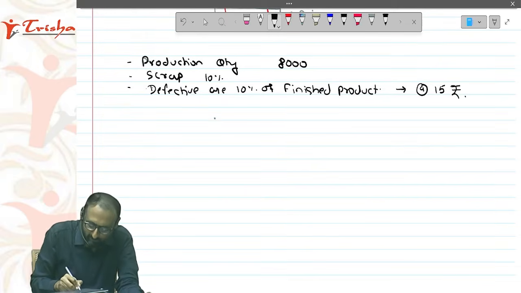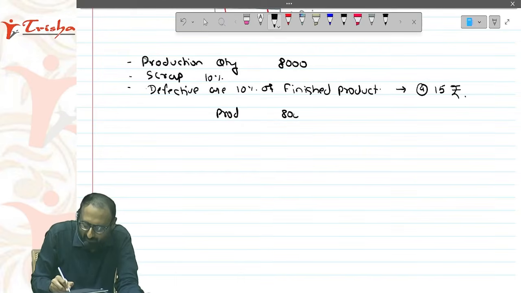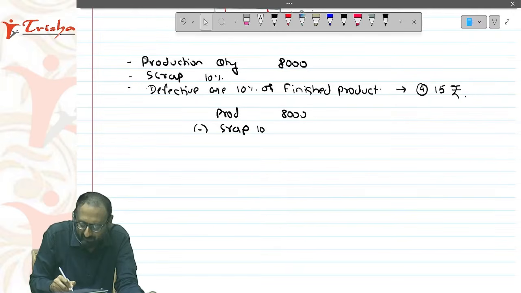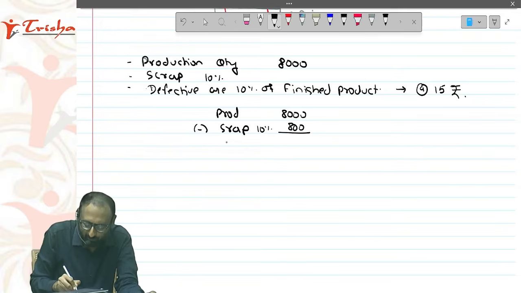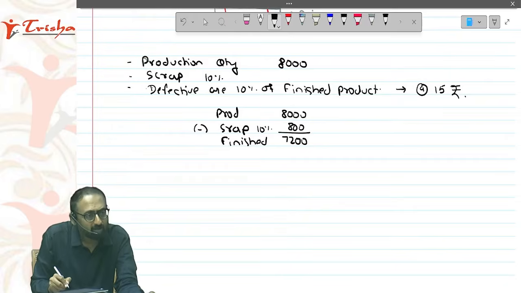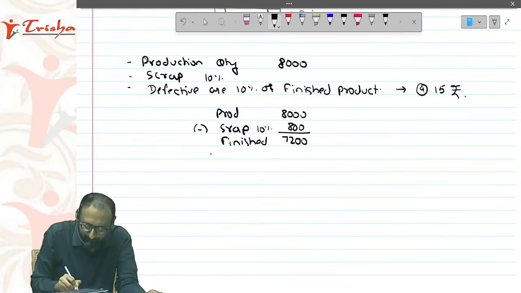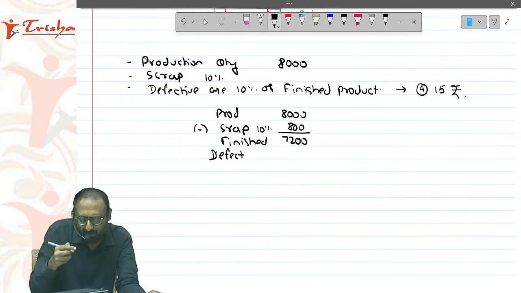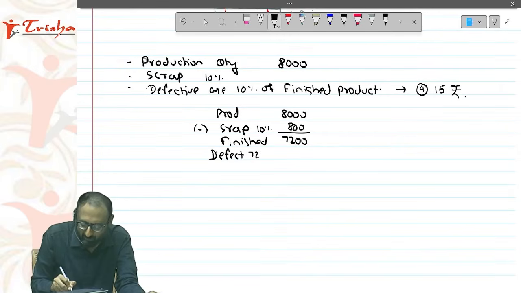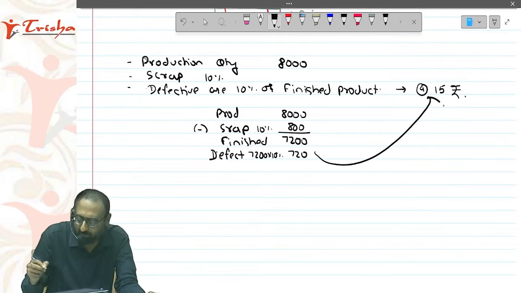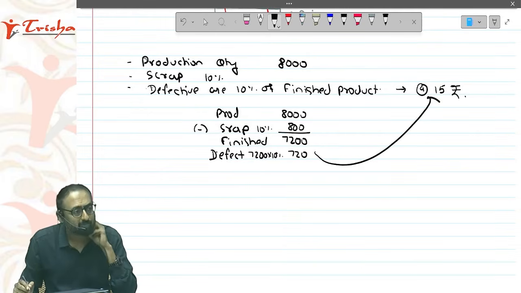What will you do? Gross production will be 8,000. Correct, guys? First of all, you will have to deduct the scrap. Scrap means directly wastage. 10% is scrap, means 800 is scrap. How many units are finished by you? Is it 7,200? In that finished product, how much are defective? Defective is 10% of what? Gross production, or 10% of finished product, as written in the question. So 7,200 multiplied by 10% is 720. Rectification cost will be 720 multiplied by 15. How much will it be? 10,800? Are you getting the point?